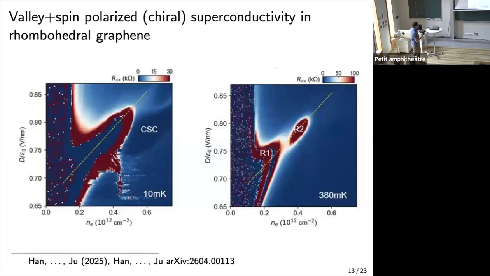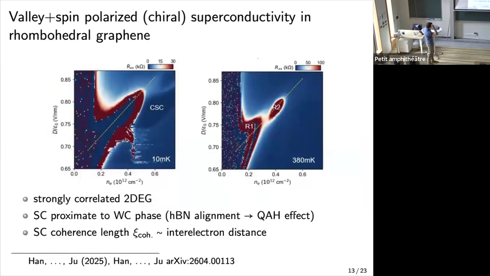Okay, so this I think is very interesting because, first of all, this is after all a low density electron gas, so presumably it's very strongly correlated for the reasons that we already discussed. This superconductor is proximate in the phase diagram to some kind of Wigner crystal phase, okay? And actually, I'm not showing it here, but if you take this same system and align it to the hBN substrate, then in this same region of the phase diagram you get a quantum anomalous Hall effect, which is suggestive of an important role of Berry curvature.